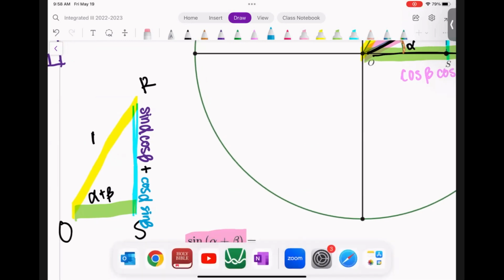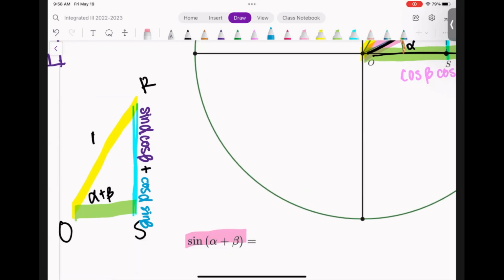So the sine of this guy, because it's opposite over hypotenuse, and the hypotenuse is 1, it's literally going to be what you just saw. I'll just write it again. Sine, cosine, cosine, sine. And this is where I'll change colors. Alpha goes first, and then beta goes second.